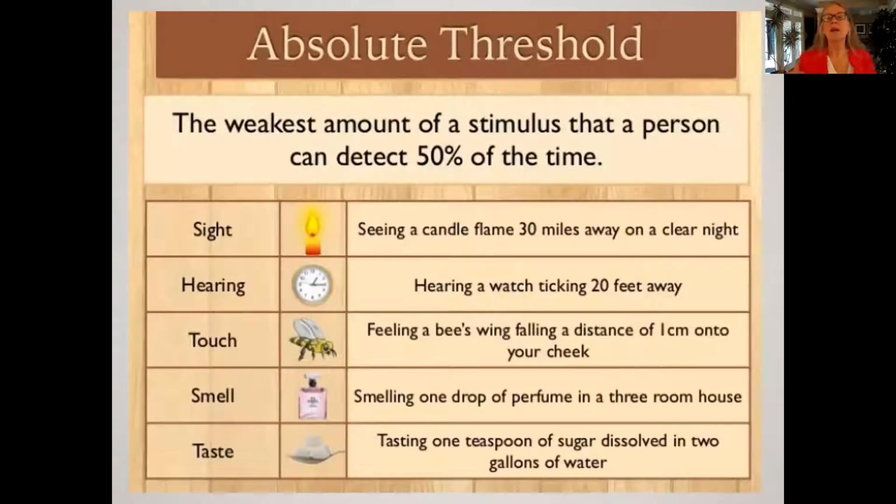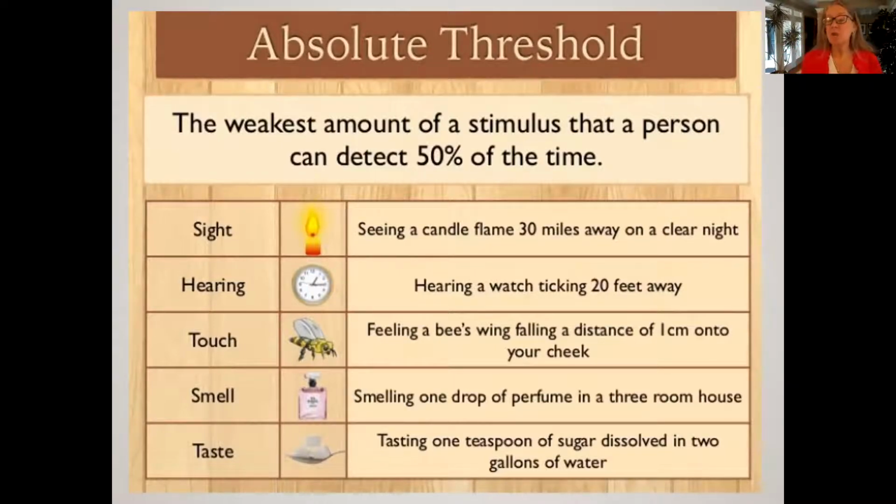So let's go through some absolute thresholds. These are sort of on average for most people, most of the time. So for sight, seeing a candle flame 30 miles away on a clear night, most of us can detect this 50% of the time. Hearing a watch ticking from 20 feet away, again, most of us can detect that 50% of the time. Feeling a bee's wing falling a distance of 1 centimeter onto your cheek. Now think about that. That is so soft, but the majority of us will be able to feel that 50% of the time.